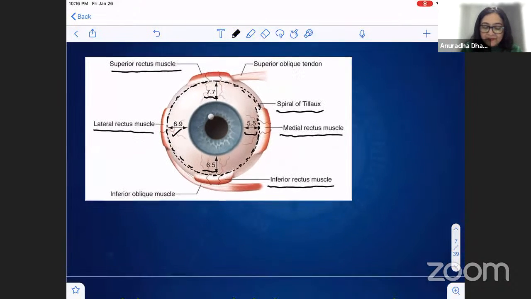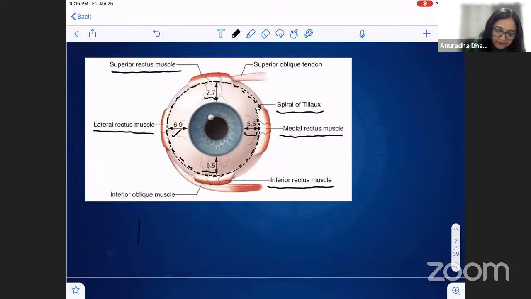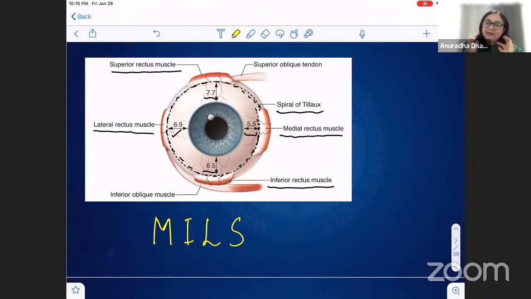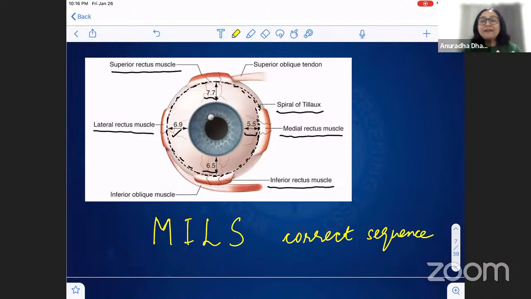To remember this sequence of insertion, we can remember a simple mnemonic, that is MILS. M for medial rectus, I for inferior rectus, L for lateral rectus, and S for superior rectus. So MILS gives us the correct sequence from closest to farthest muscle insertion from the limbus. You can remember this as MIL, mother-in-law, and with respect to S, in plural, you can say S. Mother-in-law S. MILS is the correct sequence.